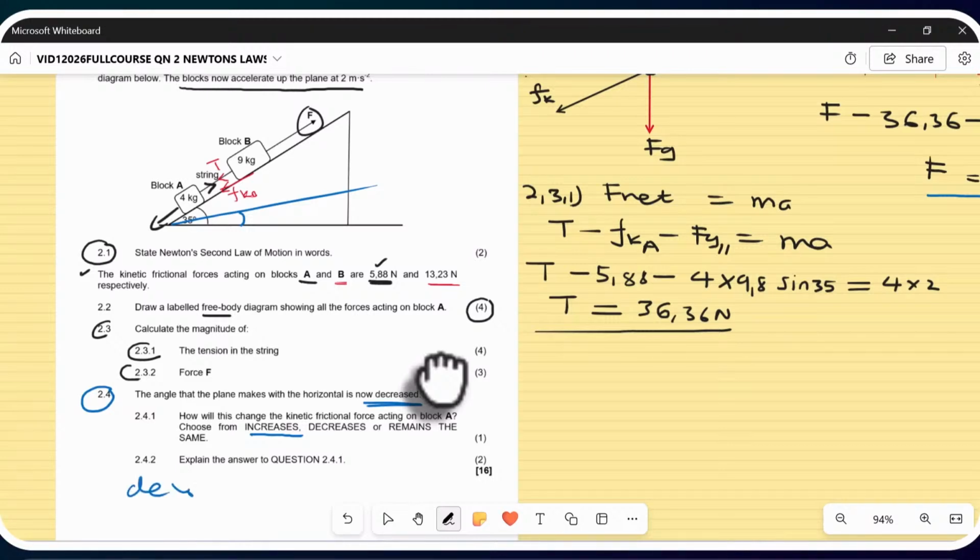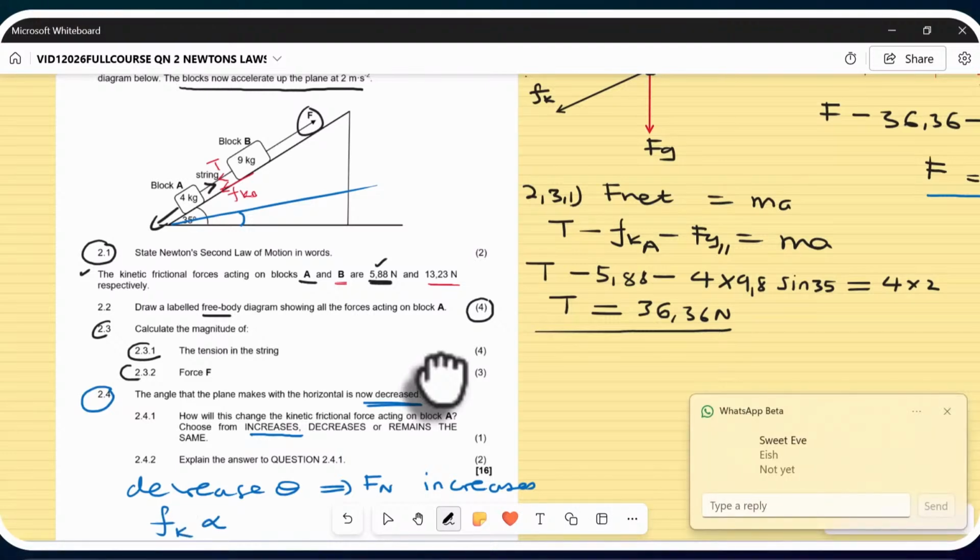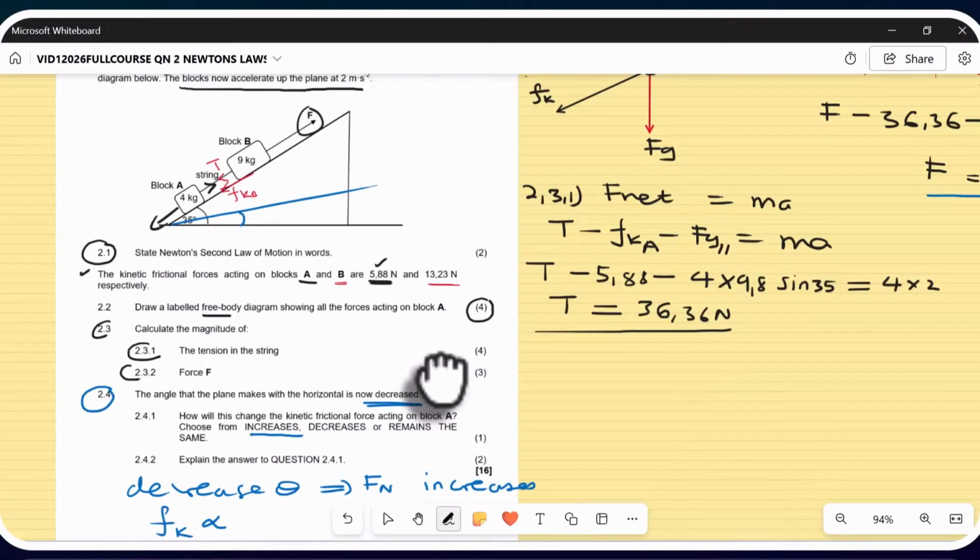Now, when the normal force increases, what do we know? The frictional force, F kinetic, is proportional to the normal what? To the normal force, to the F normal, okay? And so because normal force increases, then therefore, the friction force must increase. The frictional force will increase. I hope guys we are together, okay?